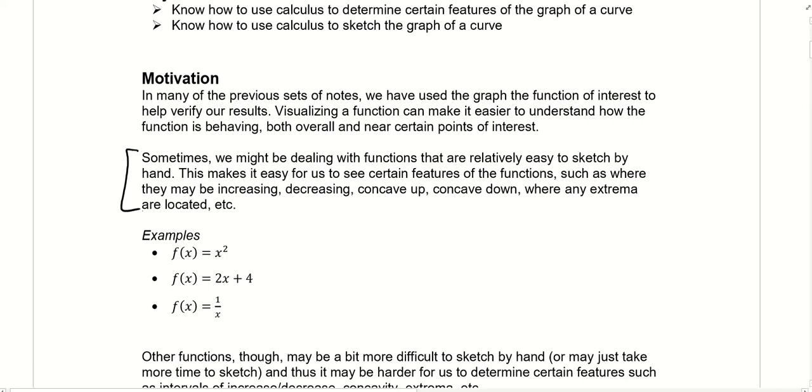And so in a lot of cases, when we're talking about understanding the pictures of functions, they're not the easiest functions to work with. Sometimes we might be dealing with functions that we can sketch by hand relatively easily, and that will allow us to see certain features of the function. But sometimes we are not able to do that very nicely or very quickly. So for example, f of x equals x squared is a pretty simple function. We could just graph a couple points and give a general picture of what the function looks like. 2x plus 4 is just a linear function, which will give us a line. Even 1 over x is not too difficult to sketch just by plugging in a couple points.